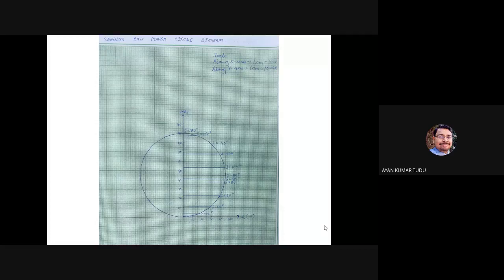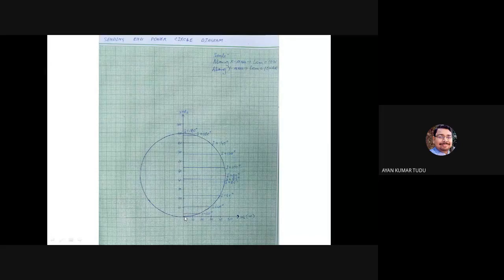Yes, it is showing. So as you can see, this is the sending end power circle diagram that we'll be getting. In the abscissa we have the watts, and in the ordinate we have our VARs. And when we get the power circle diagram and the values of delta, using those values of delta we'll be finding out the VARs.